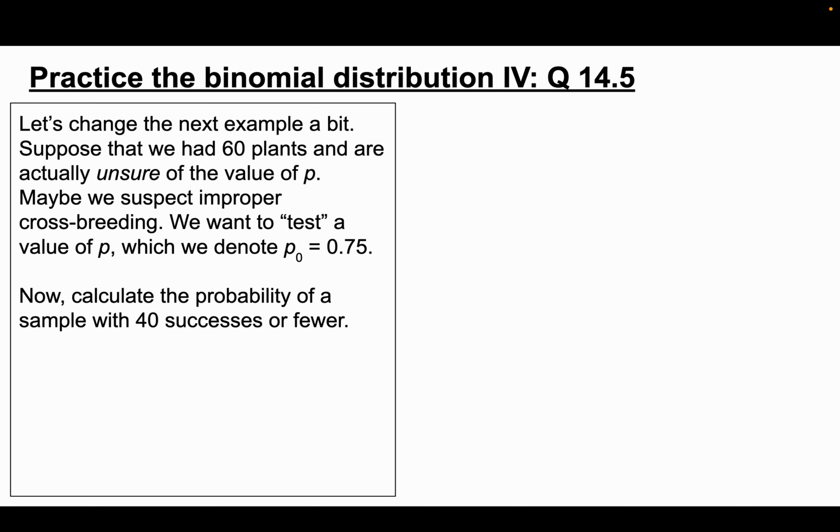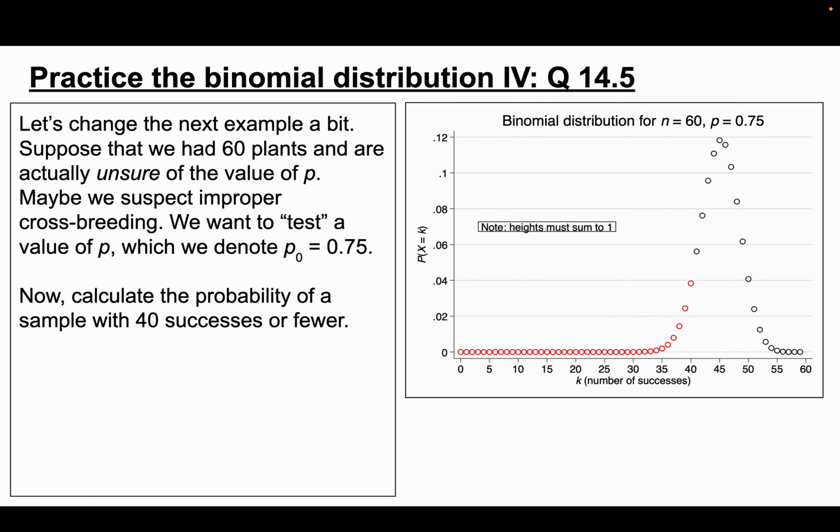So now let's find the probability of a sample with 40 successes or fewer in a sample of size 60. So this is what this looks like. Note here that these heights have to sum to 1 because this is a probability mass function. And this is, by the way, the entirety of the thing, right? So you can't have fewer than 0 or more than 60 successes here. And you can see the cumulative probability of this number of successes, so 40 or fewer.